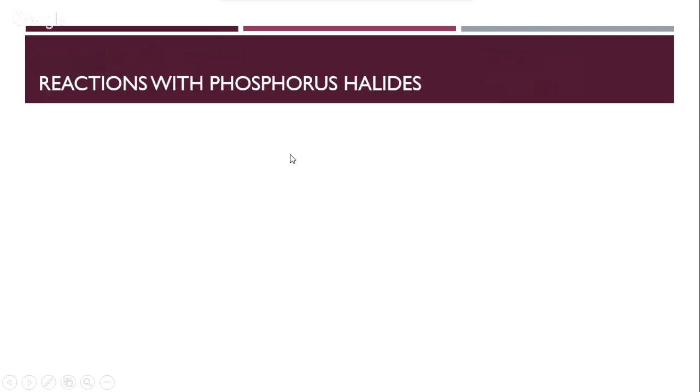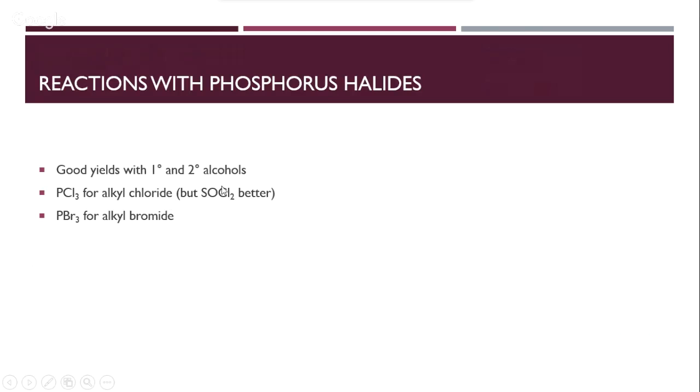Now let's look at the reaction of alcohols with phosphorus halides. Now, it is 1-degree and 2-degree alcohols that can react. 3-degree alcohols will give a substitution reaction. They do not really react with them. So you can use PCl3 for alkyl chloride, but SOCl2 also is better. PBr3 can be used for alkyl bromide. Potassium iodide for alkyl iodide, but PI3 is not stable, therefore you use potassium plus iodine.